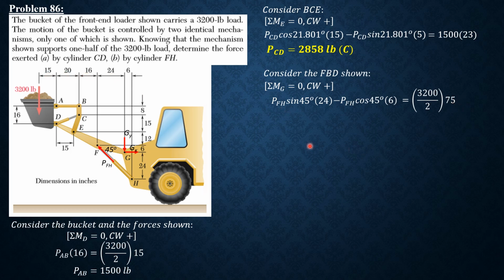So solving for PFH, we assume it is in compression here. So I think this is positive, so therefore it is compression. So PFH is 9,428 pounds compression, as shown in the figure. So that's it. That's also the answer to this problem.